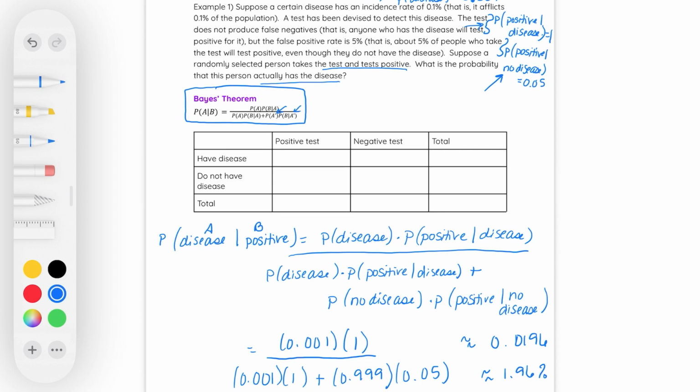Now let's take a look at the table and see if we can make sense of this a little bit more. So let's assume that we're going to test 10,000 people.